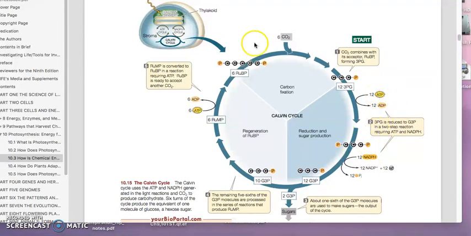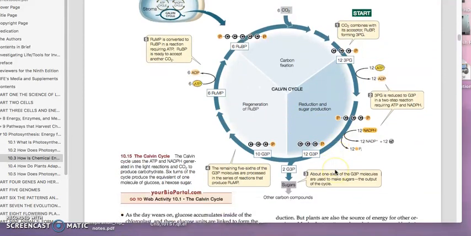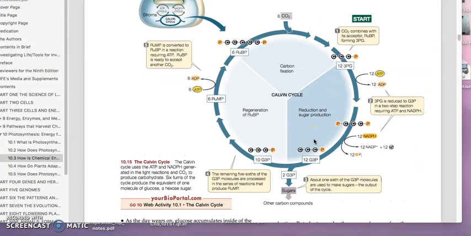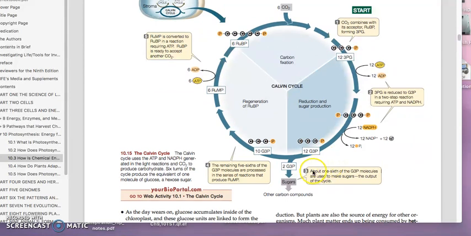Where were they formed? In the light reactions. So the light reactions make the ATP and the NADPH that are required to reduce 3PG to G3P. What about the sugar production? 1/6 of the G3P is used to make sugars, C6H12O6. That's the purpose of the Calvin cycle, make sugars. But only 1/6 of the G3P is used to make sugars. So if a plant is not photosynthesizing very much, it's not going to put out a whole lot of sugars.